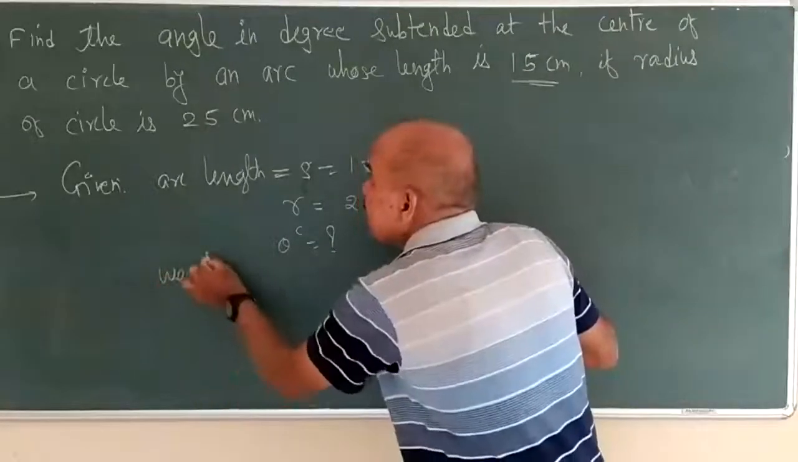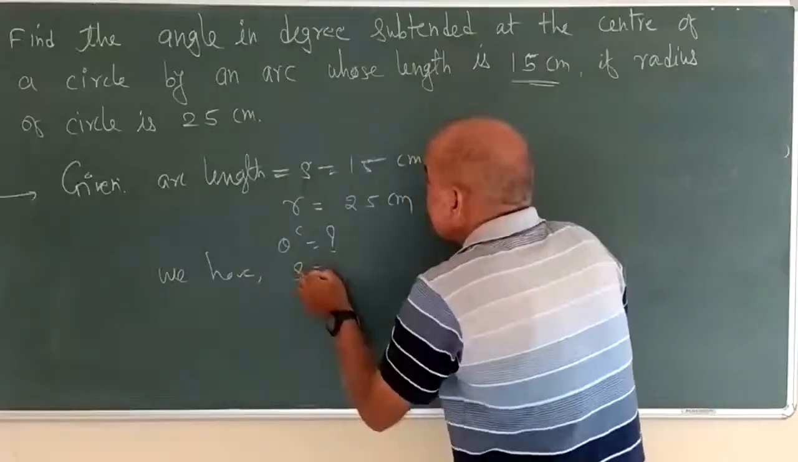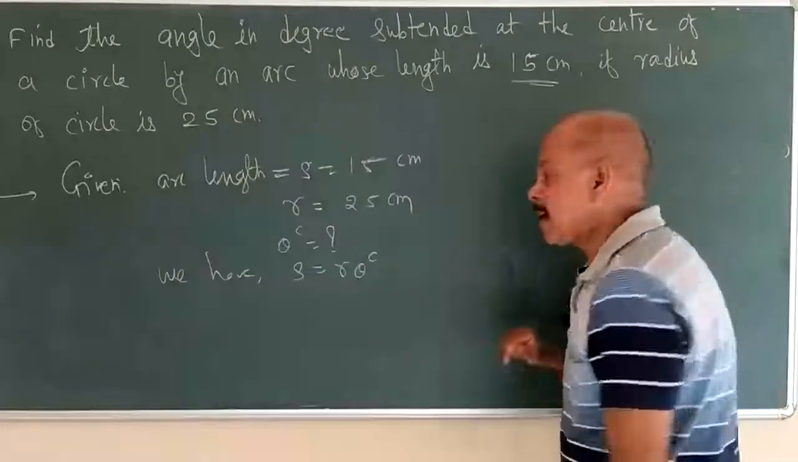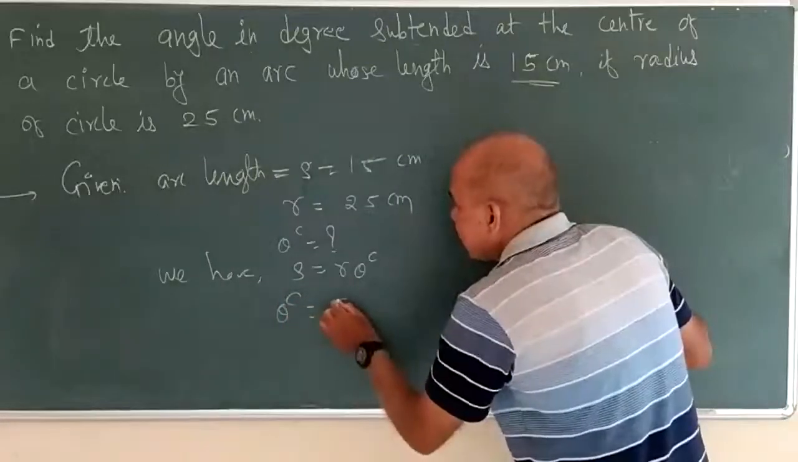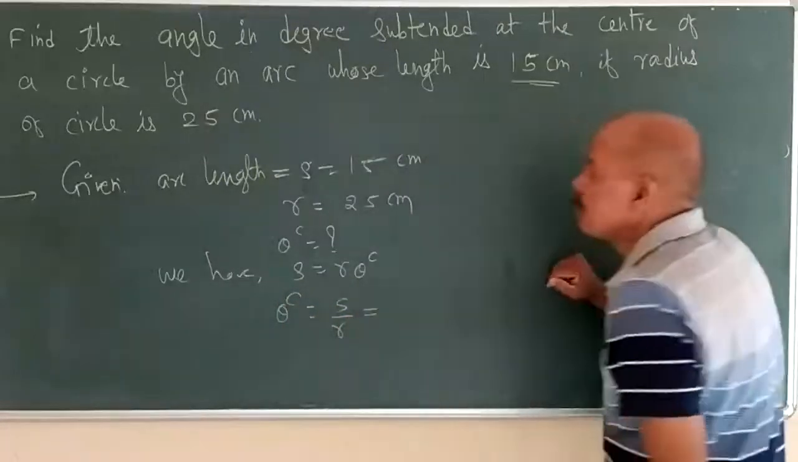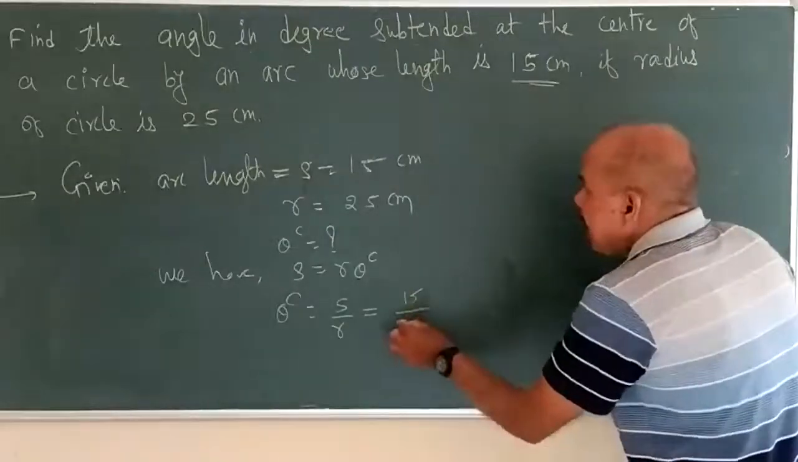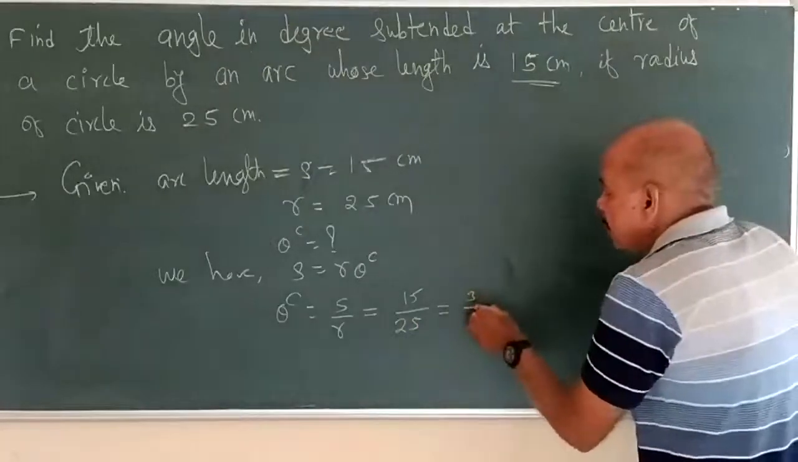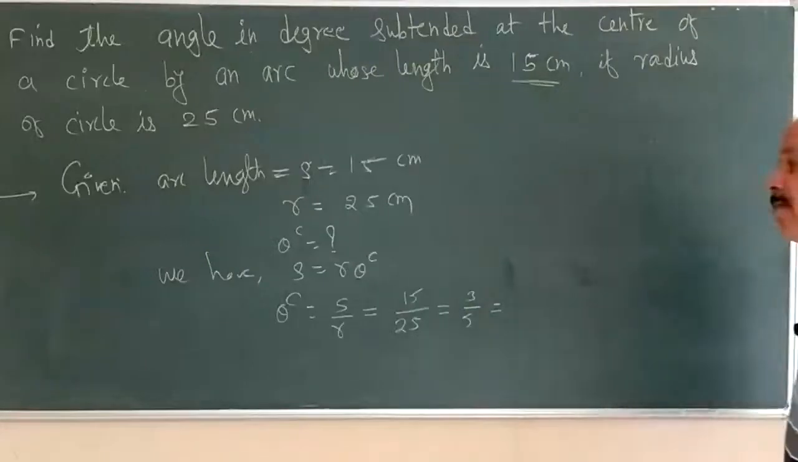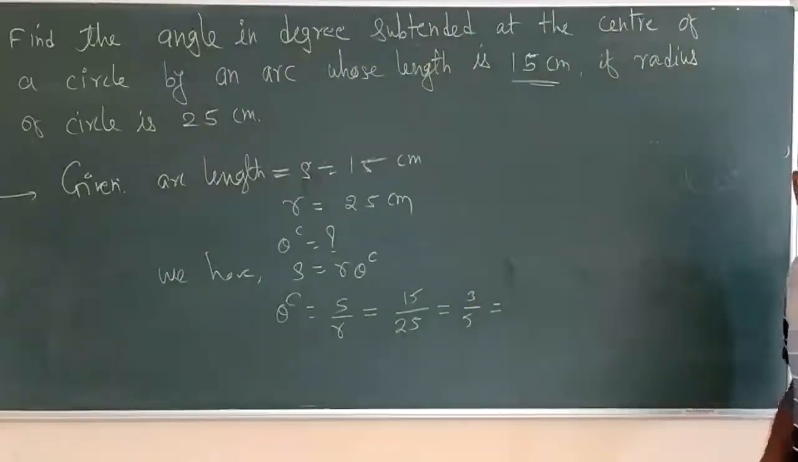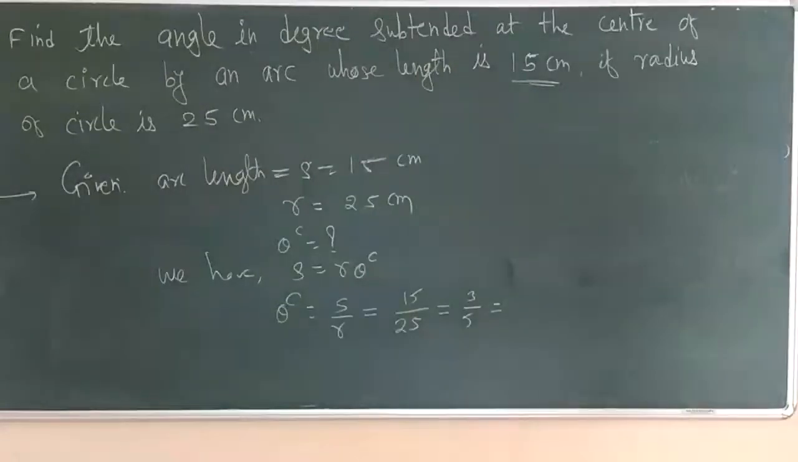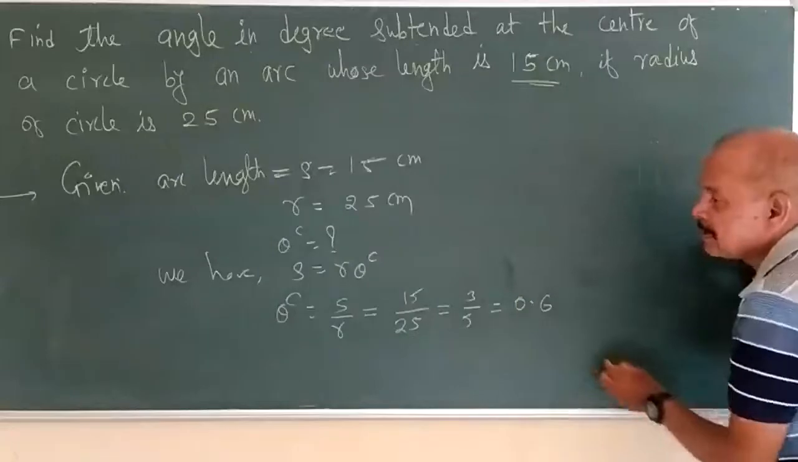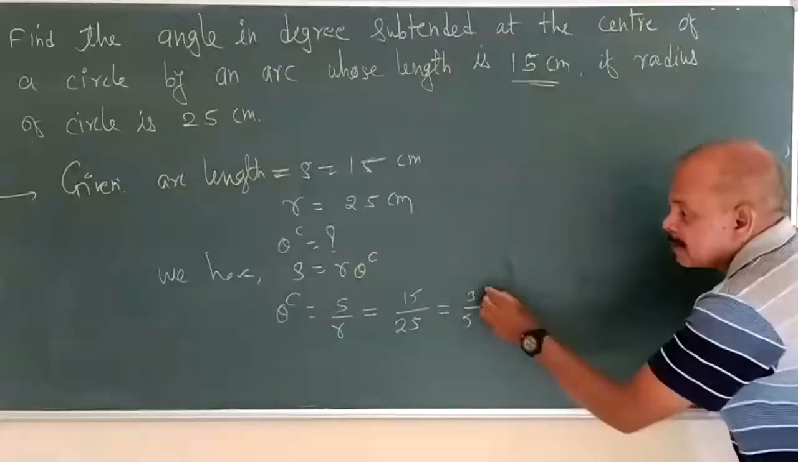So which formula do we know? We have S equal to R into theta radian, and therefore theta radian equals S upon R. So S is 15, R is 25. So 15 upon 25 is 3 upon 5, and that is equal to how many? 3 upon 5 radian means 0.6 radian. This is your radian angle.